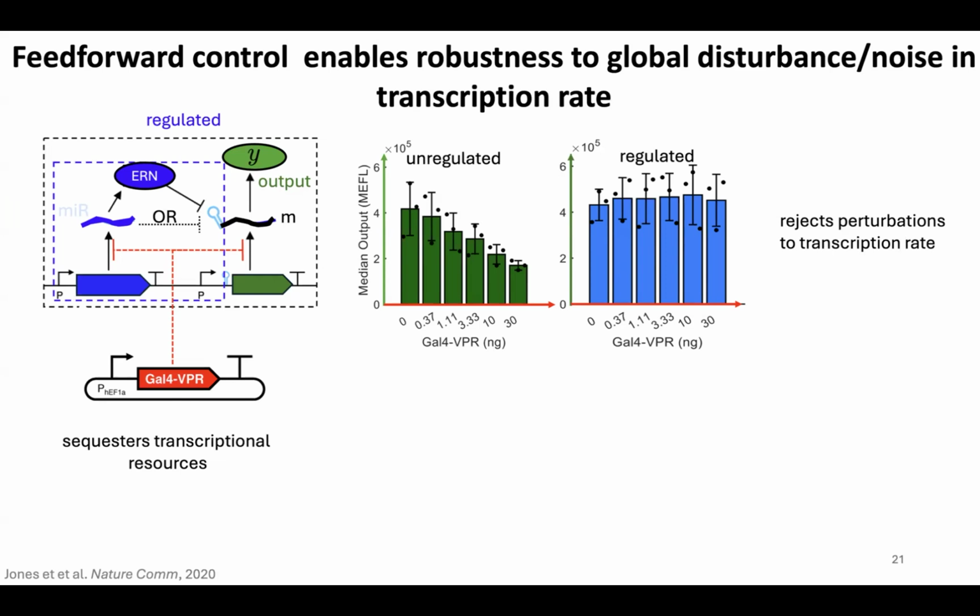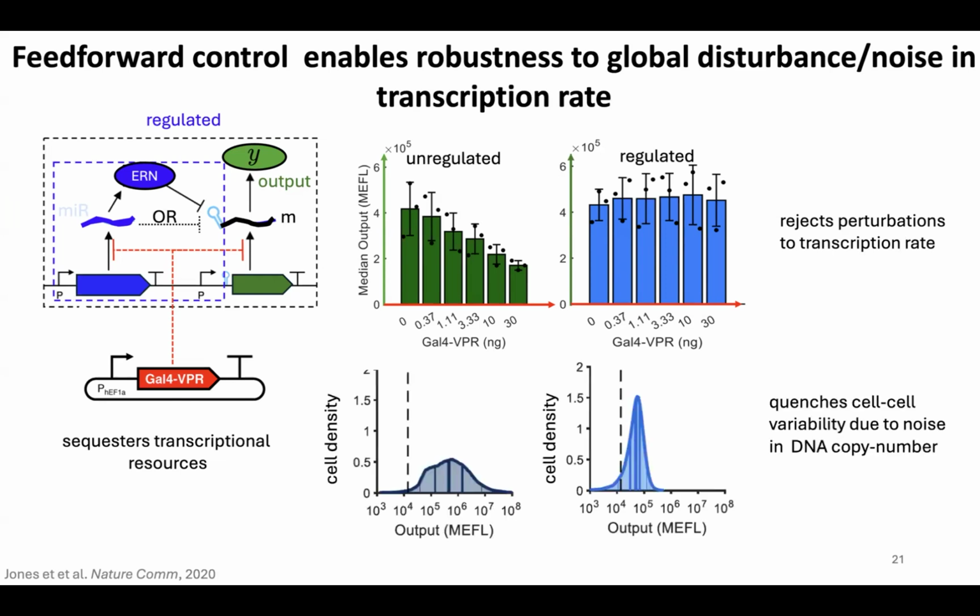were both here. I should also mention that if you look at noise, this feed-forward controller is also able to quench noise. This is noise mostly due to cell-cell variability coming from DNA copy number variability, since all of this is with transiently transfected, right, circuits on plasmids.